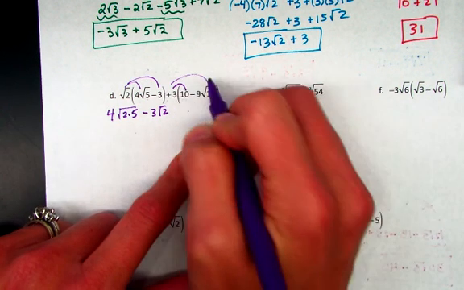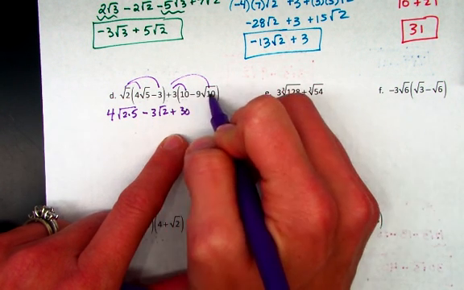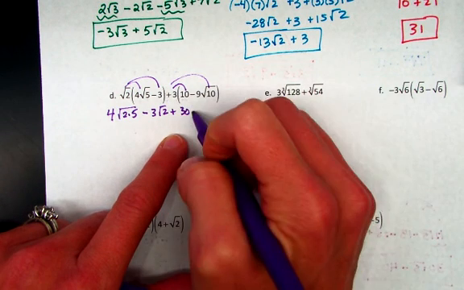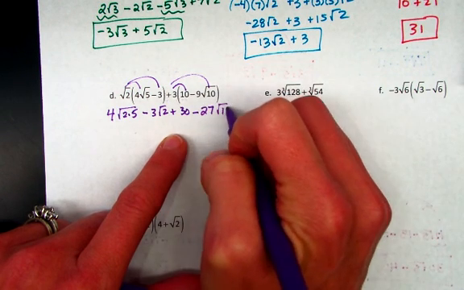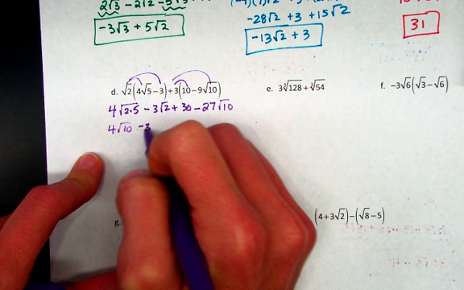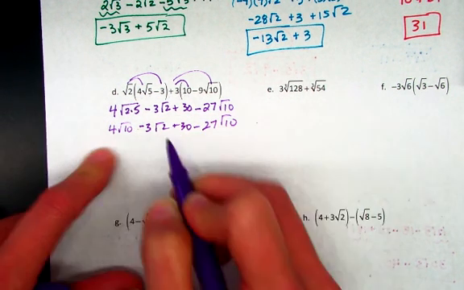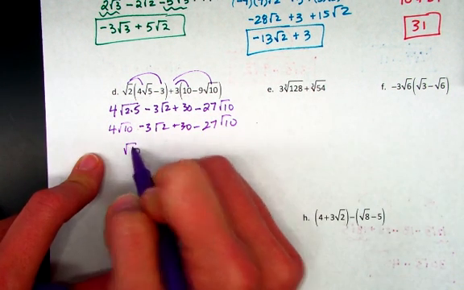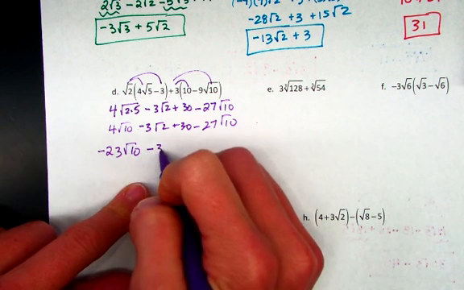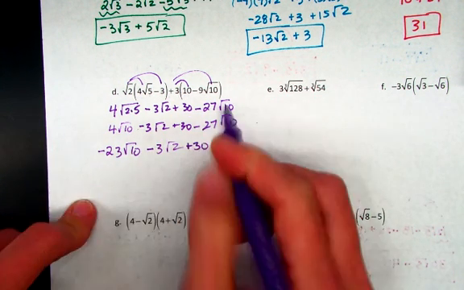Now we're going to distribute the 3. 3 times 10 is 30. And then again, we're multiplying here, but 3 can only be multiplied by the coefficient because it doesn't have a root. So this is minus 27 root 10. So I have 4 root 10 minus 3 root 2 plus 30 minus 27 root 10. I have 2 root 10 terms. 4 minus 27 is negative 23. Minus 3 root 2, there's no other root 2 terms. And then plus 30, and that's all we can do.